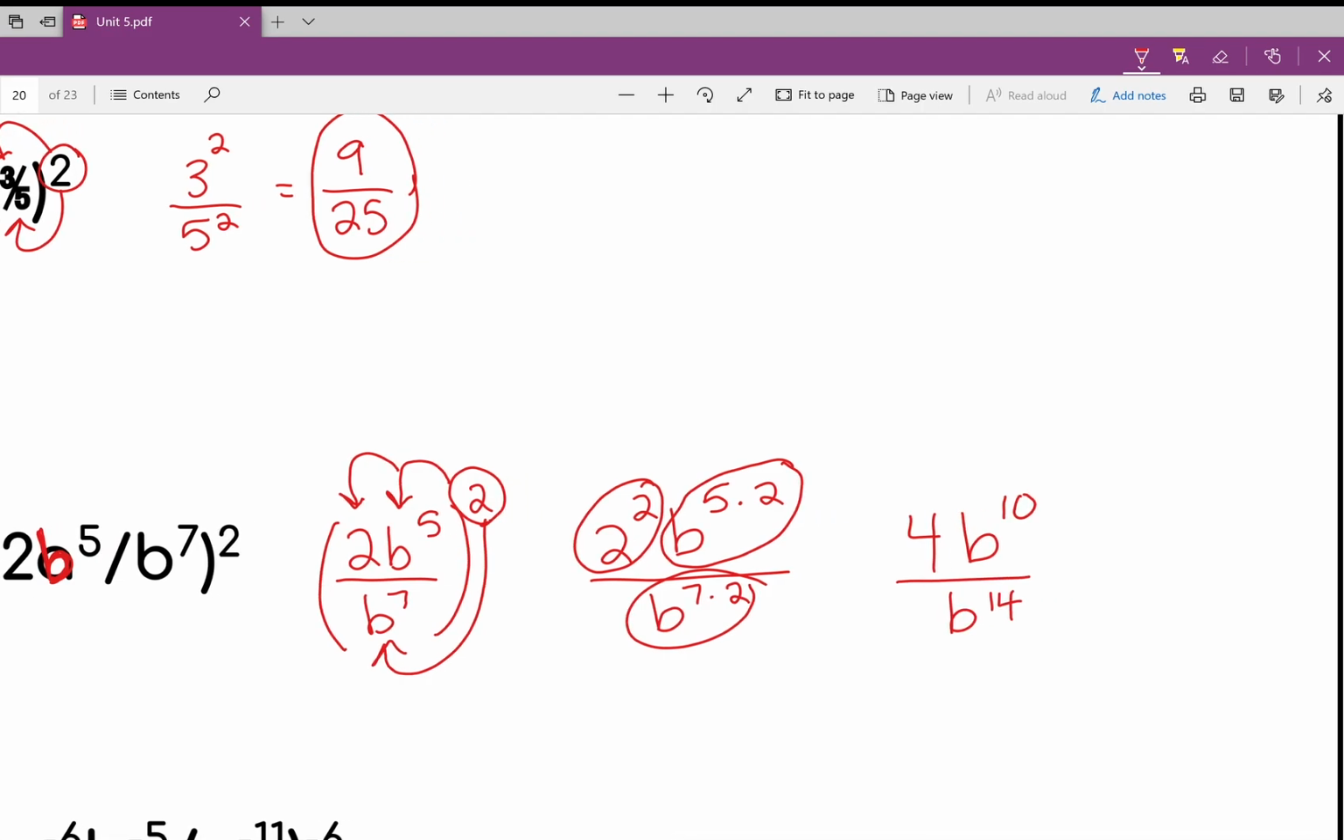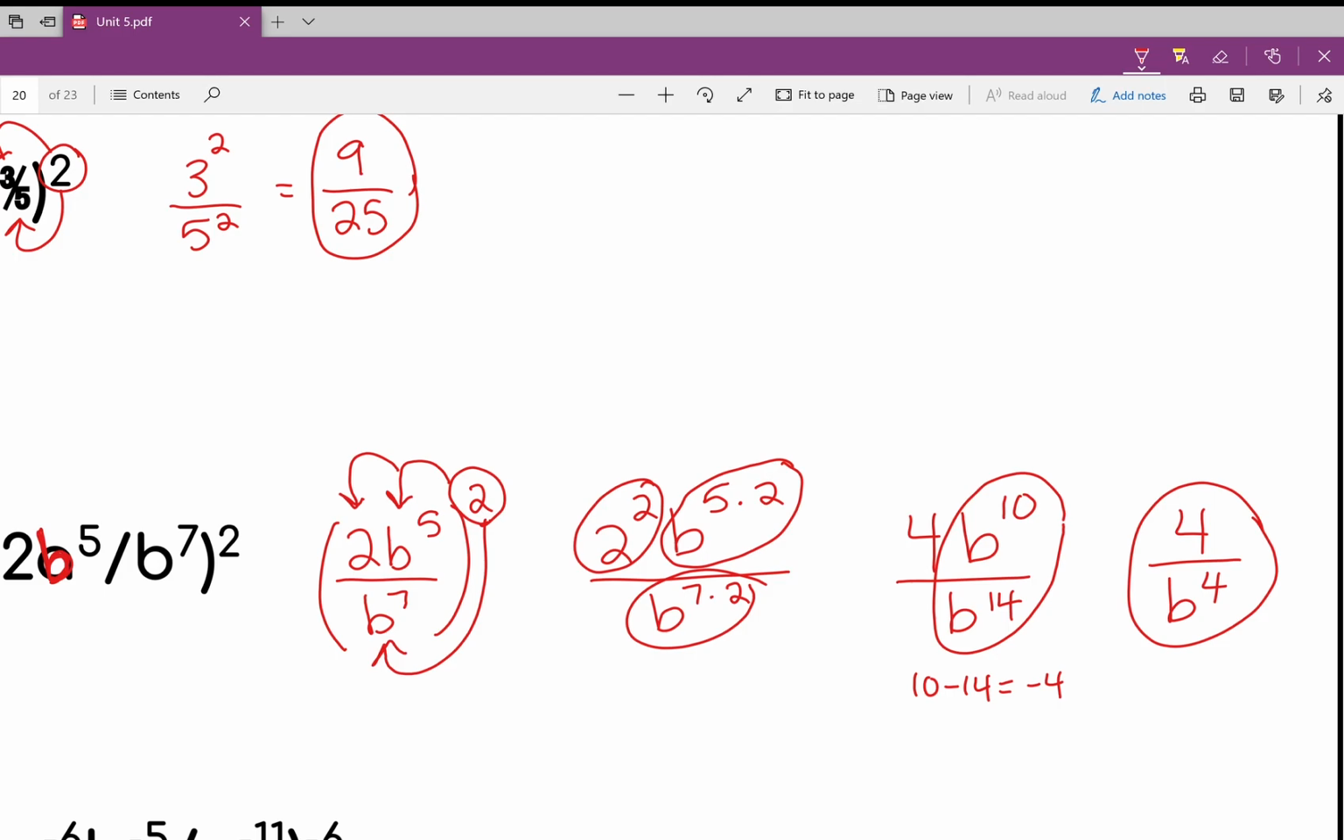Now we need to see if we have any common bases, and we do. We have common bases of B's. So in order to simplify this, remember, since we're dividing, we subtract the exponents. So we get 10 minus 14, which is equal to negative 4. Since it's negative, our B is going to go on the bottom. So we have 4 over B to the 4th. That's our answer. Remember, since we got a negative exponent here, we have to move it to the bottom and turn it positive. So this is our answer.